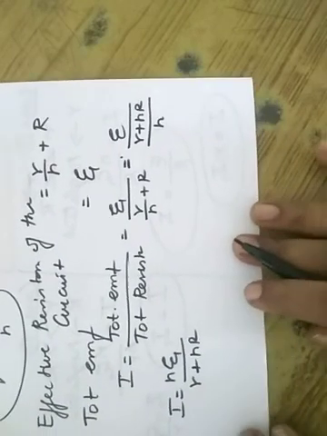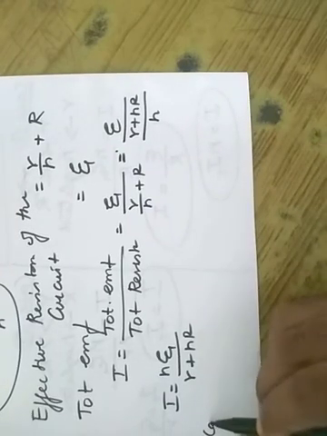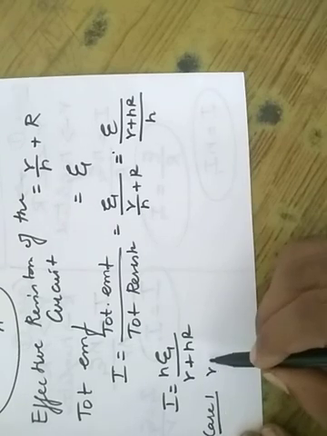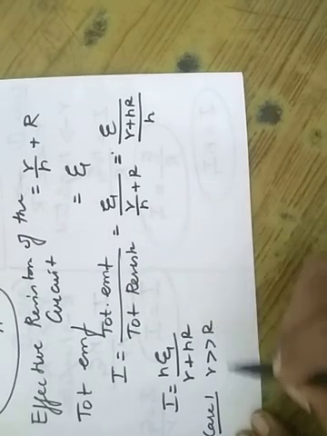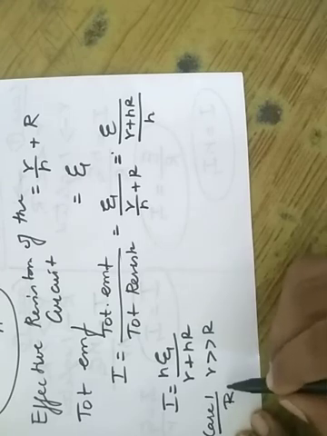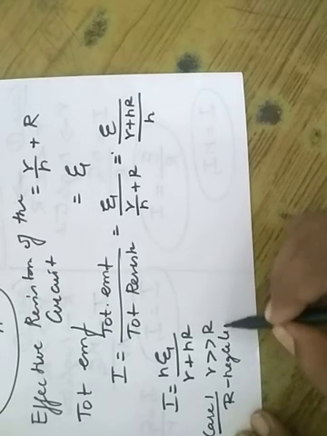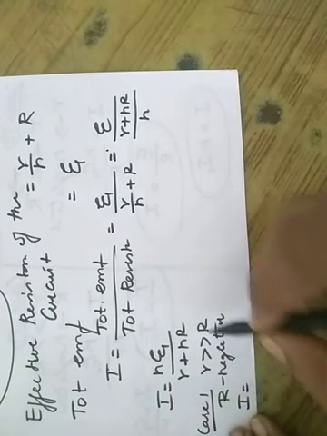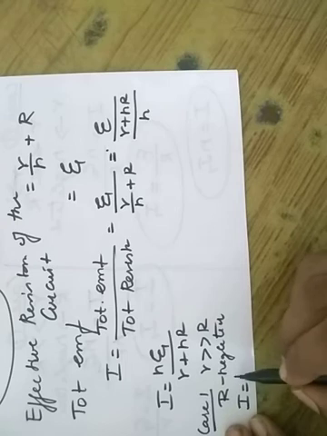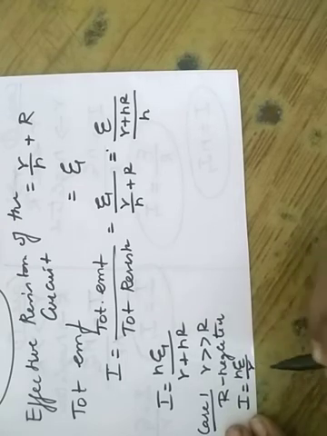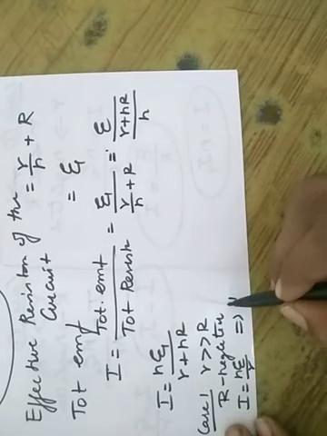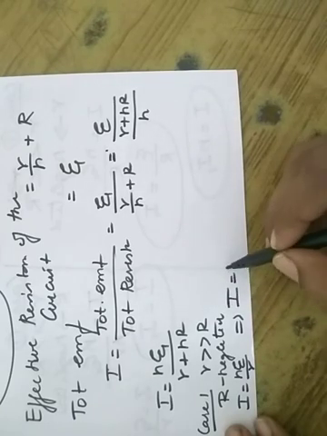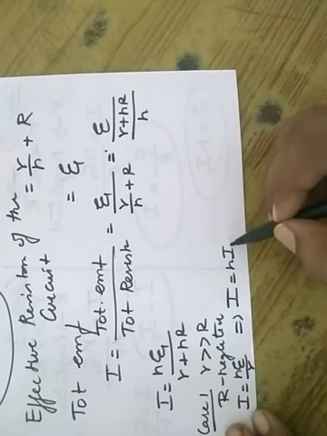Here I follow two cases. Case 1: here I consider r is greater than R, so the external resistance is neglected. For this case, the current becomes I is equal to n psi by r. Here the total current delivered by the battery is equal to n times the current due to a single cell.